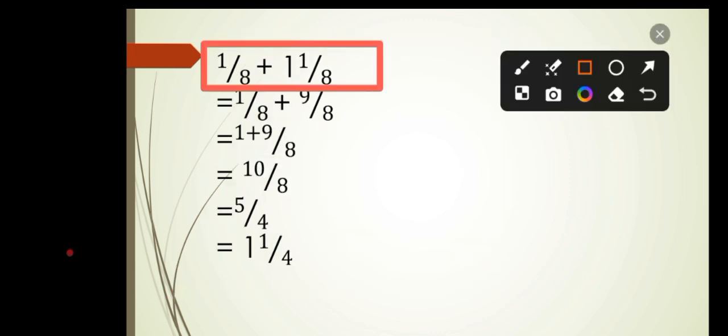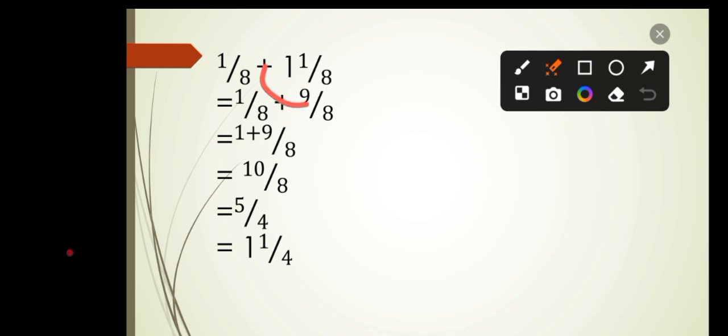Let's proceed. Number 1 exercise is 1/8 plus 1 whole number 1/8. I'm going to walk you through how I solve it. What do you do first? You convert the mixed fraction into vulgar fraction. This is a mixed fraction, you convert it into vulgar fraction. You don't need to convert this anymore because this is already in vulgar fraction, so you just bring it down.